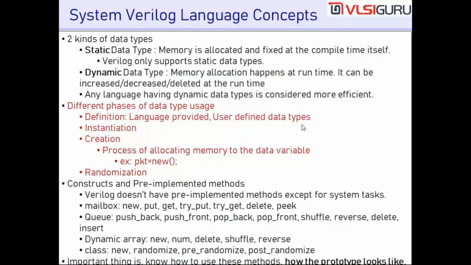Okay. Next, in System Verilog, we need to learn different phases of data type usage. Generally in System Verilog, a data type can be used in four phases: definition, instantiation, creation, and randomization. What exactly does it mean? Let's understand through one example.